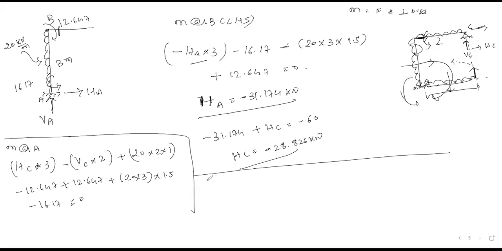ચલો મને VC શોધી આપો. -28.826 multiply by 3 minus 2 VC plus 40, આ તો ઉડી જશે, plus 90. 2VC સામેજીન પ્લસ થઈ જશે, so we can write like this, 2VC equals -28.826 into 3 plus 40 plus 90 minus 16.17, so we will get plus 27 something.